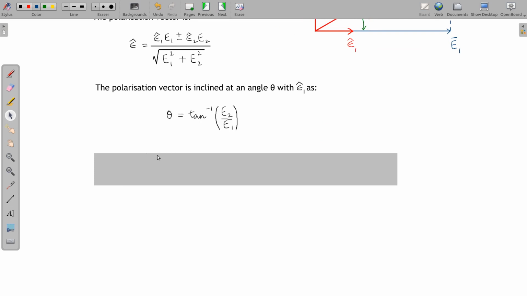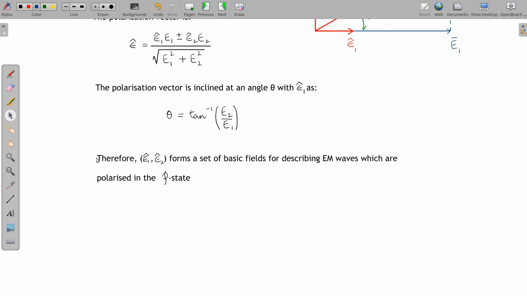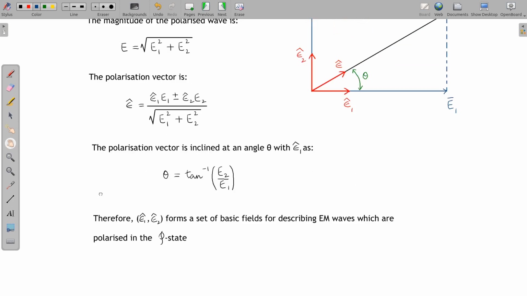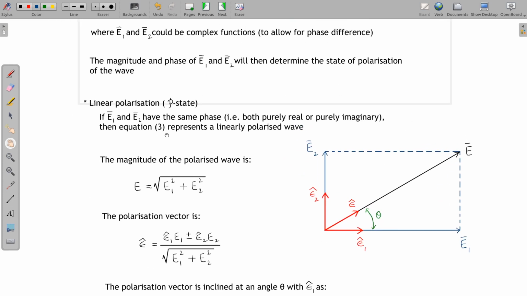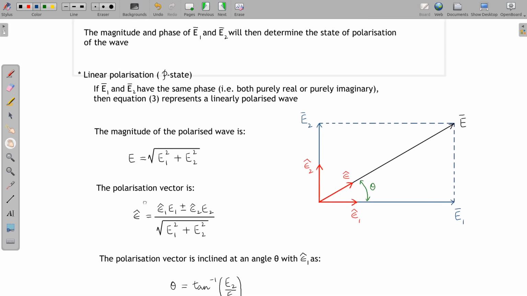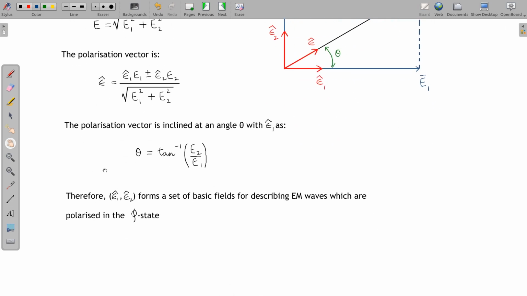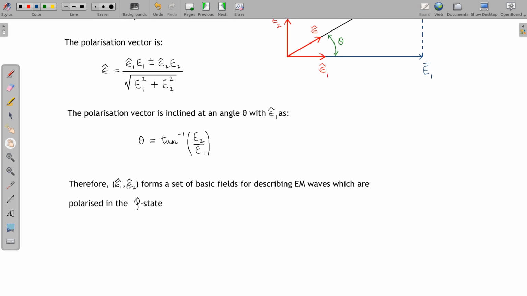So this is just basic trigonometry. So this shows that we can use epsilon 1, epsilon 2. These two form a basic set of basic fields for describing electromagnetic waves which are polarized in the p state. So for p state polarization, in general, the only requirement is that E1 and E2 have the same phase, either both real or both imaginary. Then they will be representing the electromagnetic waves which are polarized in the p state.